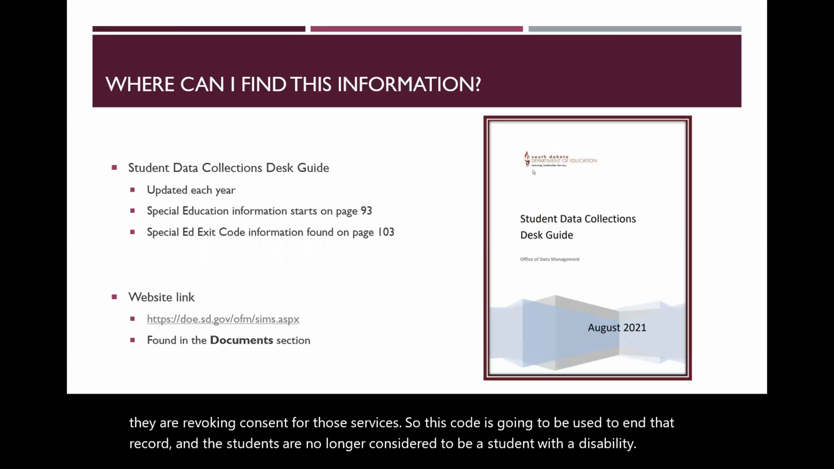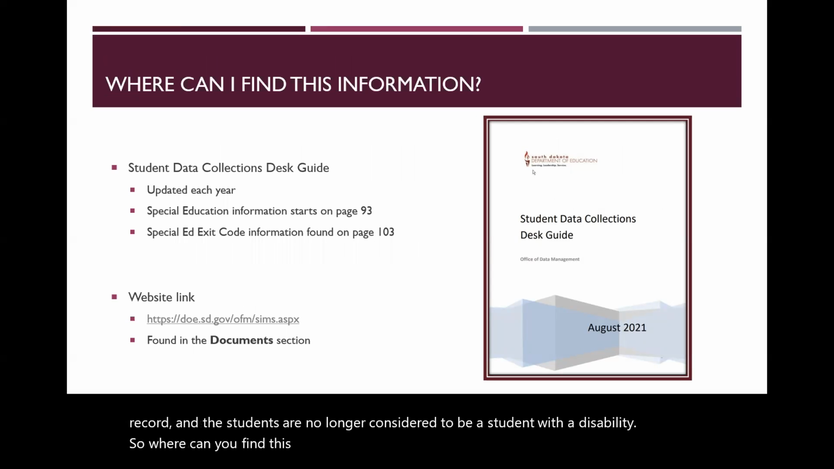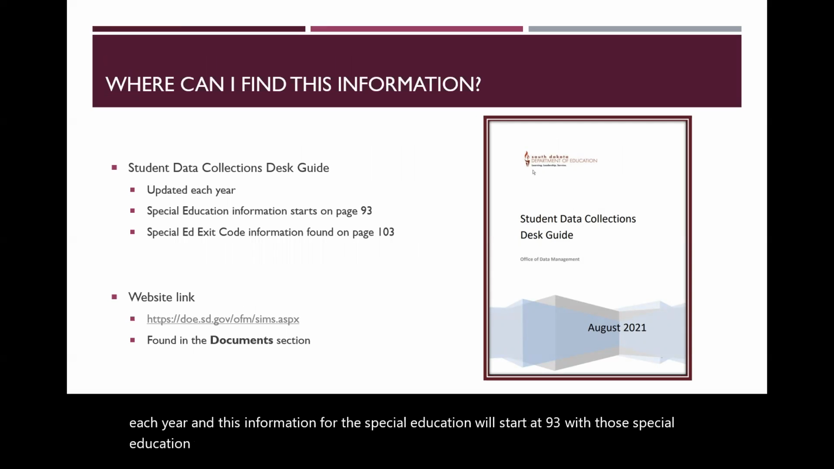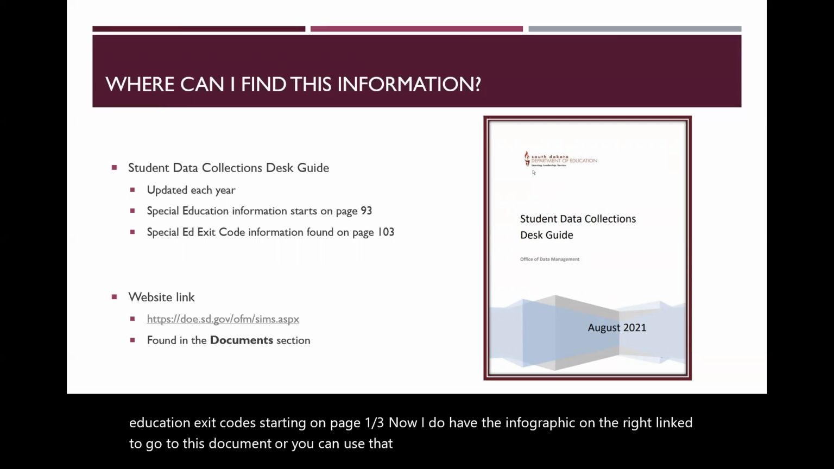So where can you find this information? The Student Data Collections Desk Guide is updated each year, and this information for the special education will start at page 93 with those special education exit codes starting on page 103. Now, I do have the infographic on the right linked to go to this document, or you can use that website link down below and it will be found in the documents section.